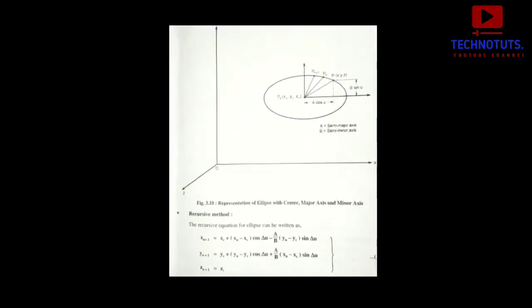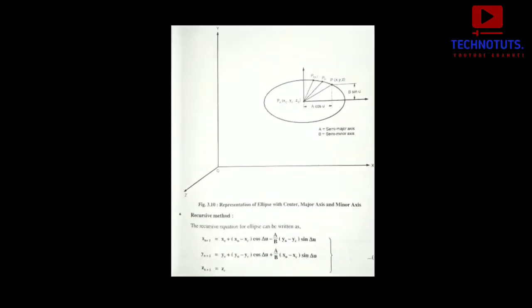Similarly, let us see the parametric equation for the y coordinate by the recursive method. Yn plus 1 is equal to yc plus (yn minus yc) cos del u plus (a by b)(xn minus xc) sin del u. In a similar fashion, for the z coordinate, zn plus 1 is equal to zc. So these are the equations of an ellipse by the recursive method.